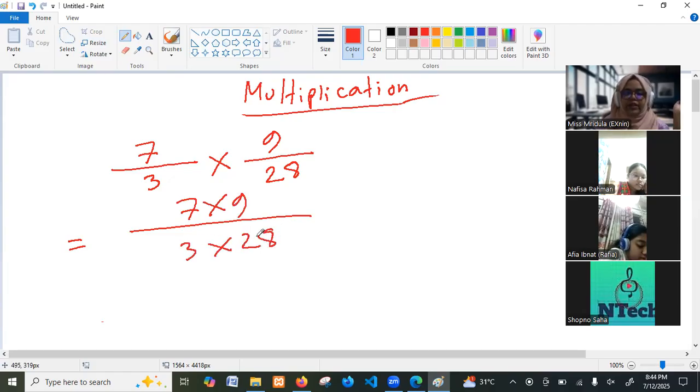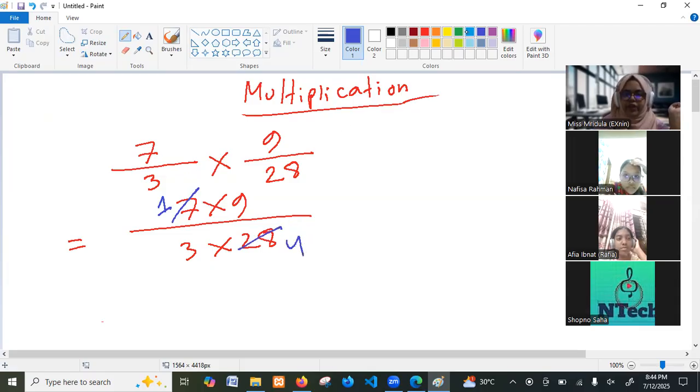Okay, so rather than doing the multiplication and going to the third step, we can cut out the upper and the down number here because the numbers are rather small. So we can see 7 and 28 both can be divisible by 7, right? 7 ones are 7 and 7 fours are 28. So I can cut this 7 by 1 and this 28 by 4.